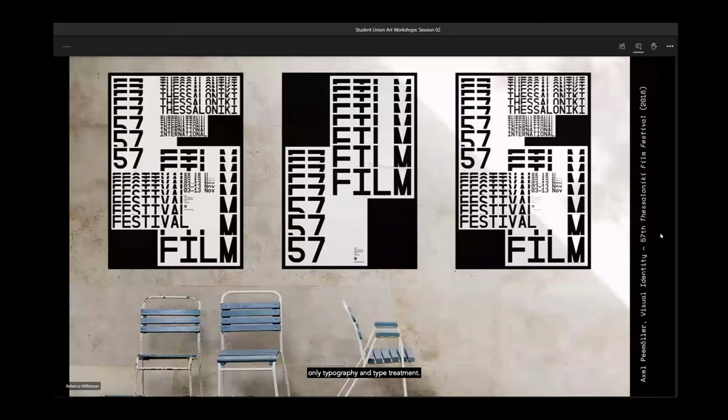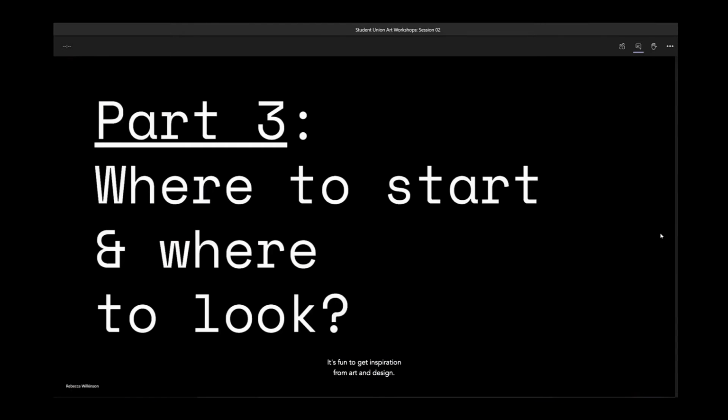And using only typography and type treatment, he was able to convey a feeling of motion, a feeling of actually having film go through a reel, which is very cool in my opinion. So those are all really great. It's fun to get inspiration from art and design. But now we're at the point where maybe we're starting our own design project. We have a brief from a prof or from a client, and we're asking ourselves, where do we start and where can we look for inspiration?